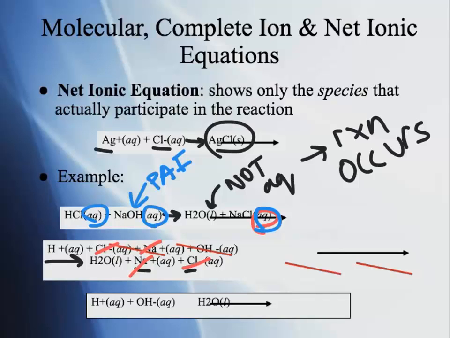The ones that we actually care about are the hydrogen ion and the hydroxide ion that come together to form water. That is our reaction, and that is what we're going to write down as our net ionic equation. H plus and OH minus react to form H2O. Bam! Just like that.